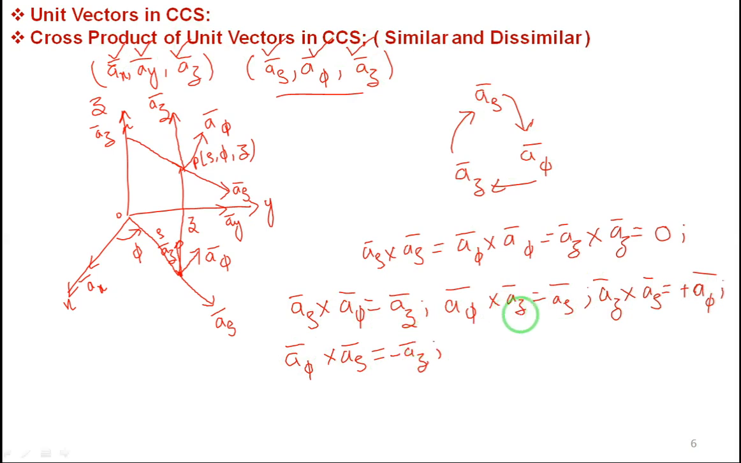Similarly others. If you take az cross a rho, and I change it to az cross a phi, then I will get minus a rho. Blindly you can write, right? Observe here, I'll go against the cyclic diagram. A rho cross az is minus a phi, az cross a phi is minus a rho, a phi cross a rho is minus az. Just append minus if the direction is reversed in the cyclic diagram. I hope you have understood the cross product of unit vectors in cylindrical coordinate system.